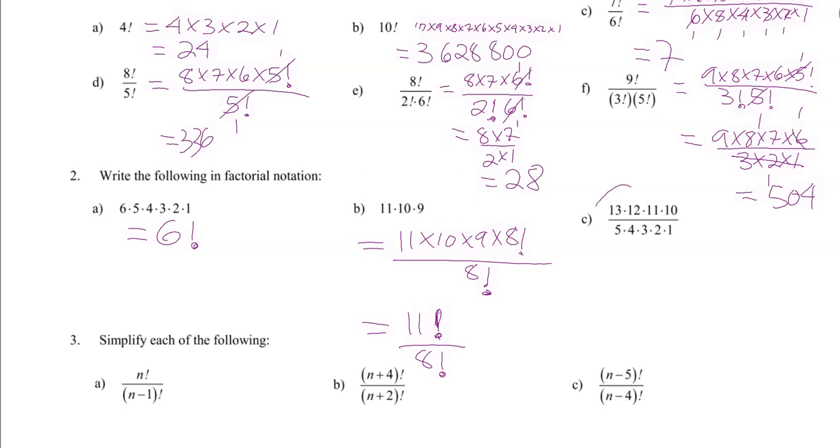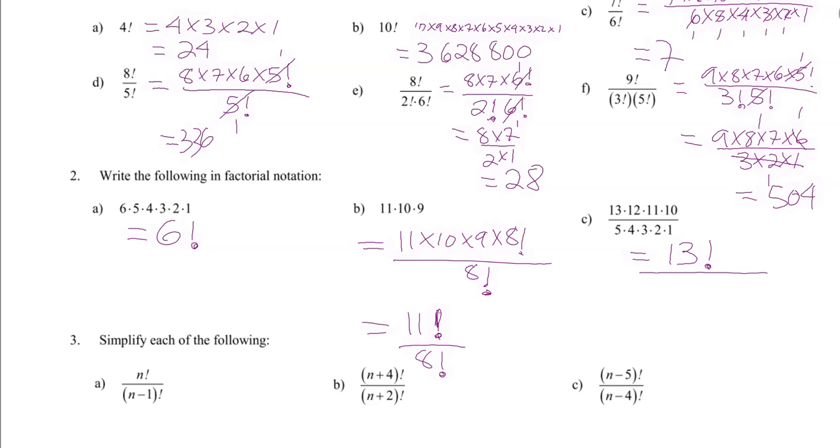Okay, give this one a try. So think, what would it be? What's missing? How would I write this, 13 times 12 times 11 times 10? If I decided to start with 13 times 12 times 11 times 10, that's going to be 13 factorial. And then think, what's the part that's gone? What would I write on the bottom?